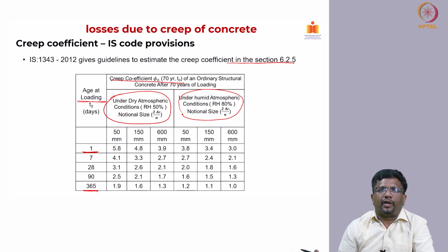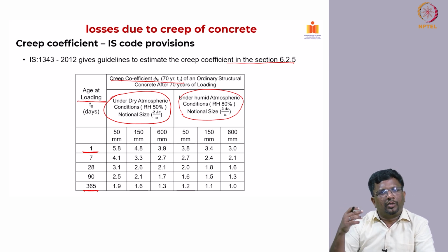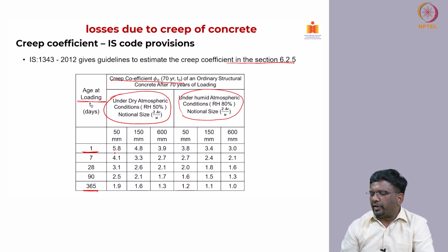In general, a drier climate will induce more creep because it is going to absorb the unutilized water that is in the concrete system. In that process, the creep will be more. So that is the reason if you see the values for dry conditions, the creep coefficients are higher than the humid atmospheric condition, right?